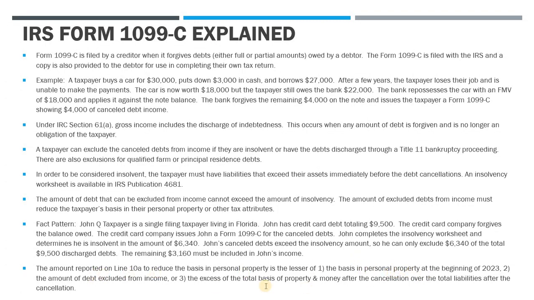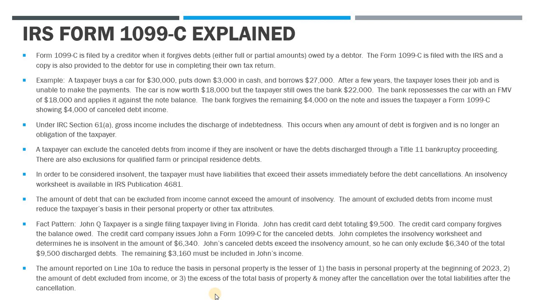That's the first number. The second number is the amount of debt that's being excluded from income. So that's $6,340, or the excess of your total basis of property and money, so cash included, after the cancellation over those total liabilities.